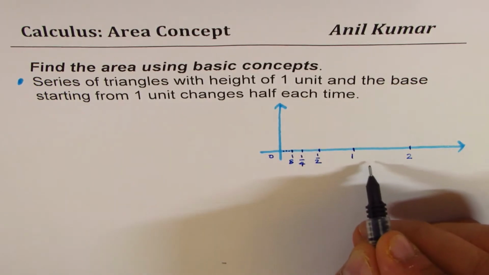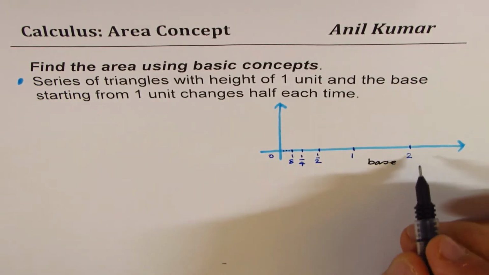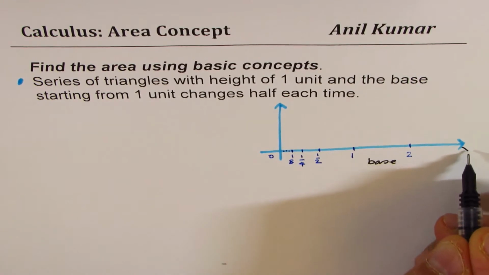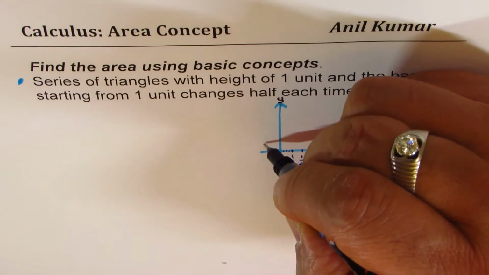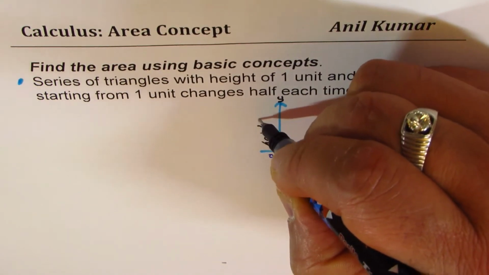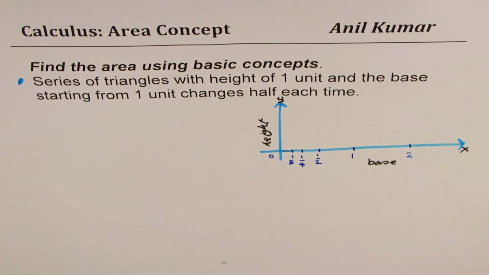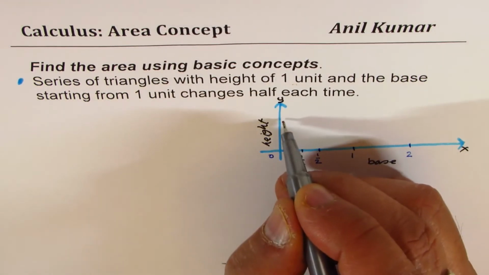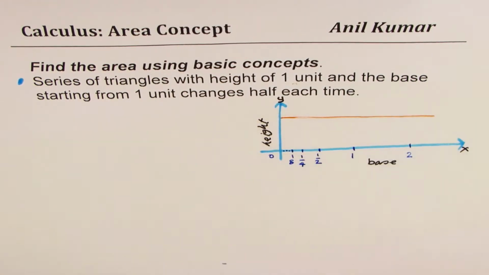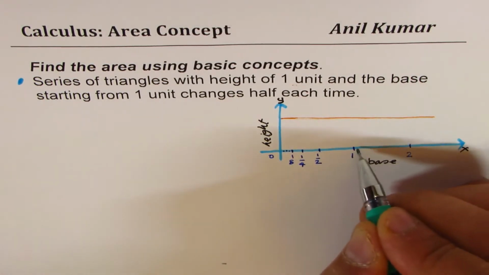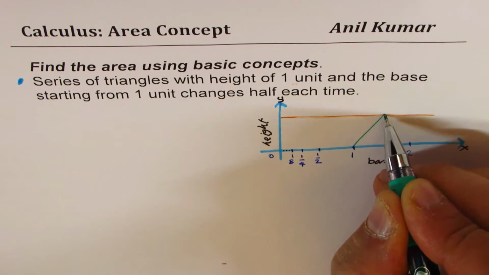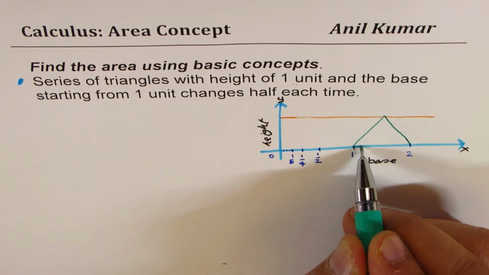So I'll call this axis base of my triangle, and this is along the x-axis, and along the y-axis let me say height, right? So we'll have height along this. We're talking about 1 unit, right? So let's say this is 1 unit height. So now let me sketch triangles inside this. So the first triangle has a base of 1 unit. So let me just sketch a triangle here with base of 1 unit.